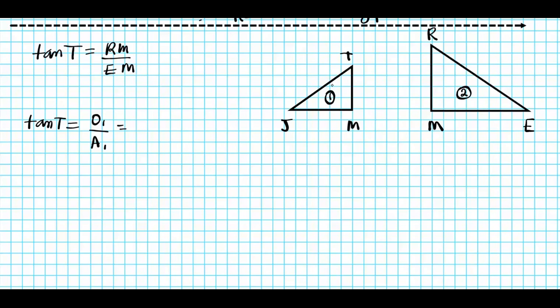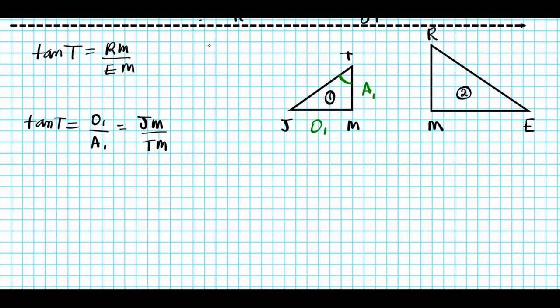So let's see here. The reference angle is T, right? So that means that this would be the opposite for triangle 1, and this side right here will be the adjacent for triangle 1. Okay, so tan T is going to be JM over the adjacent, which is TM.